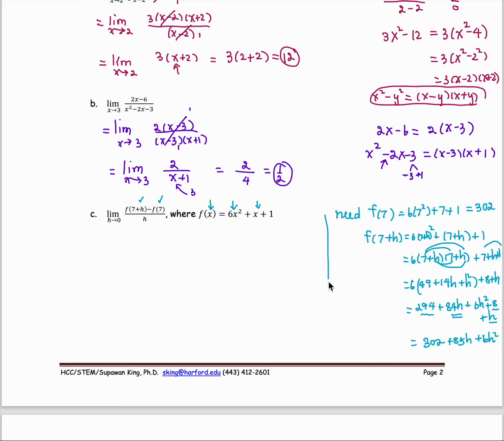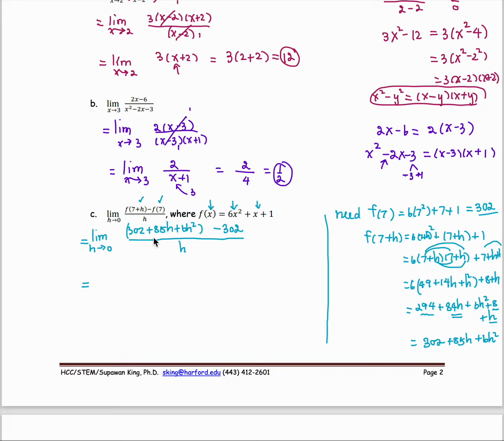Now, I'm gonna bring them back into the main part of the problem. Our goal is to find the limit as the h approaches 0 of the expression, which is the difference of the function at 7 plus h, that what we found as 302, plus 85 times h, plus 6h squared, and then subtracted by the function value at 7, which is 302, all divided by h. Now we got the problem set up.